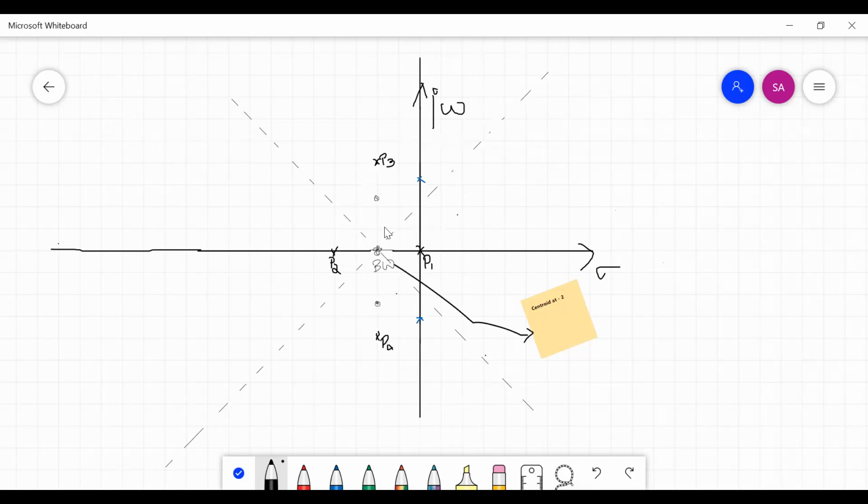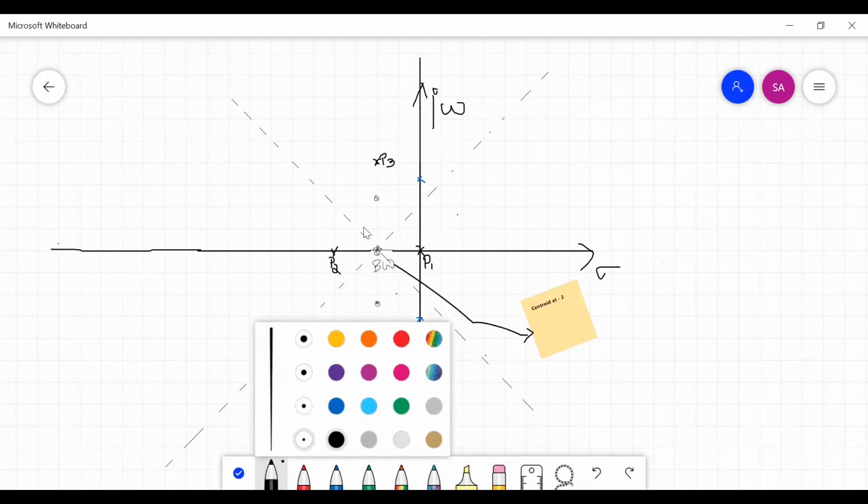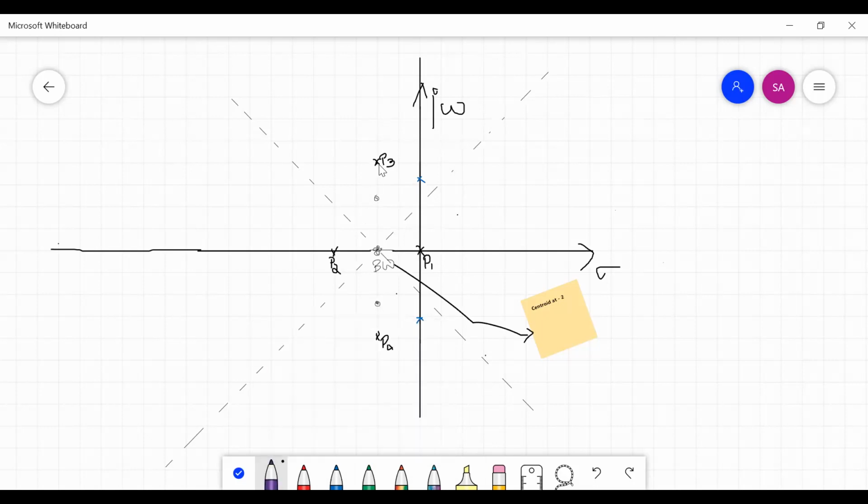What did we find out? The angle of departure was -90. It means it comes out making an angle of 90 degrees. It is coming out making an angle of 90 degrees. This is also coming out making an angle of 90 degrees. Now, how do we draw the root locus?